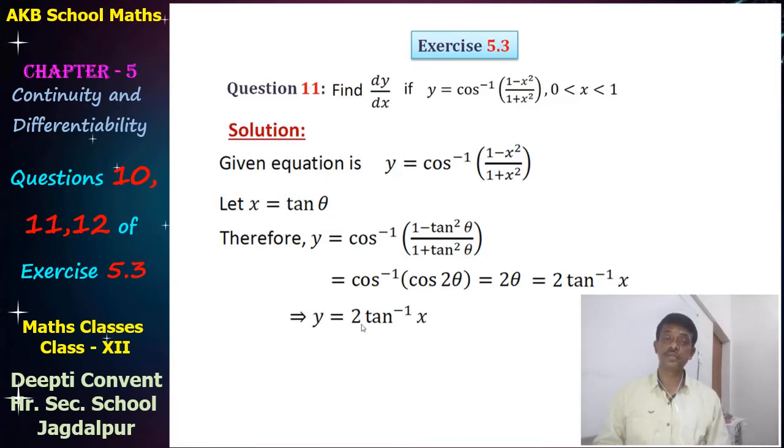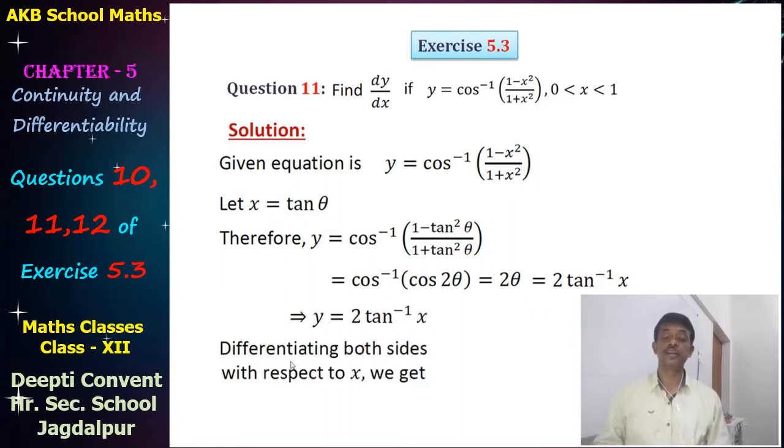Now differentiate both sides with respect to x. Then you can get the value: on the left side dy by dx, and on the right side 2 into the derivative of tan inverse x, which is 1 upon 1 plus x square. So dy by dx equals 2 by 1 plus x square. We used the trigonometric formula. Okay, this was the solution of question 11.